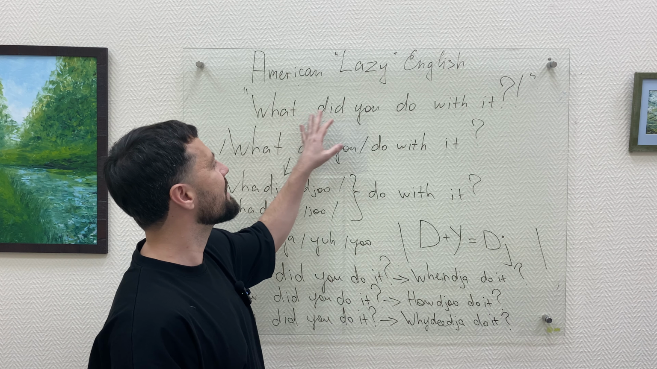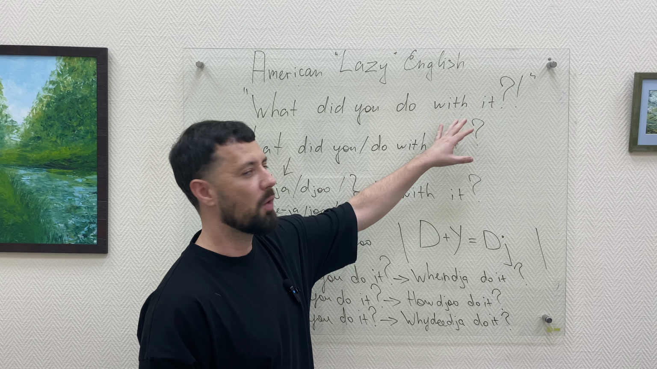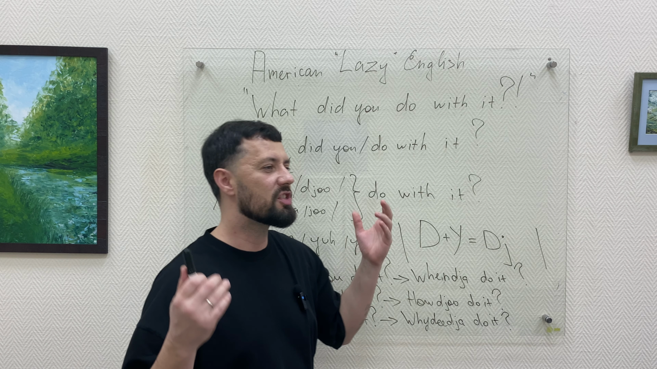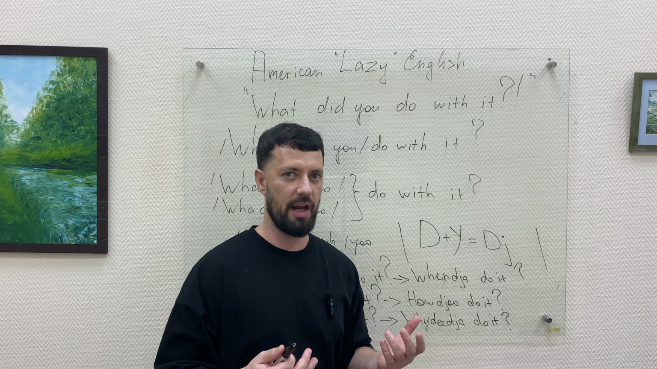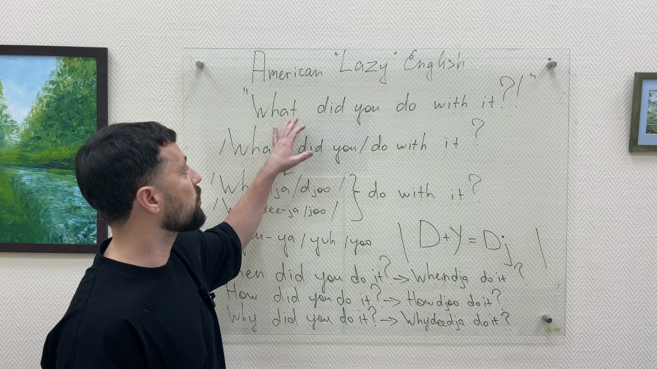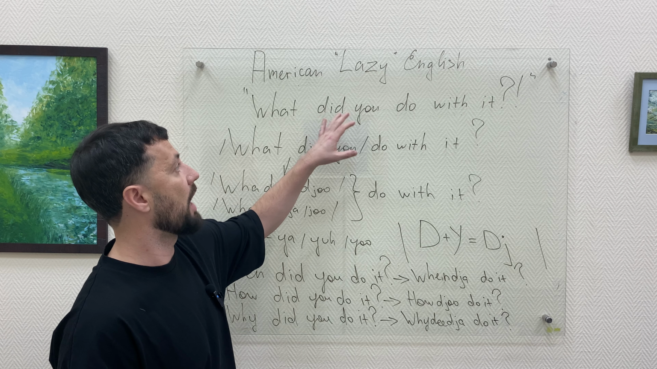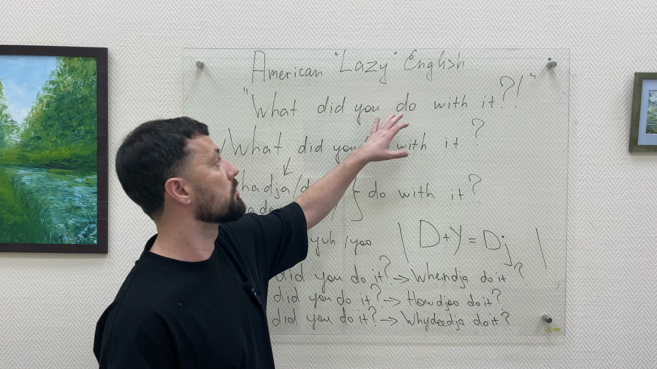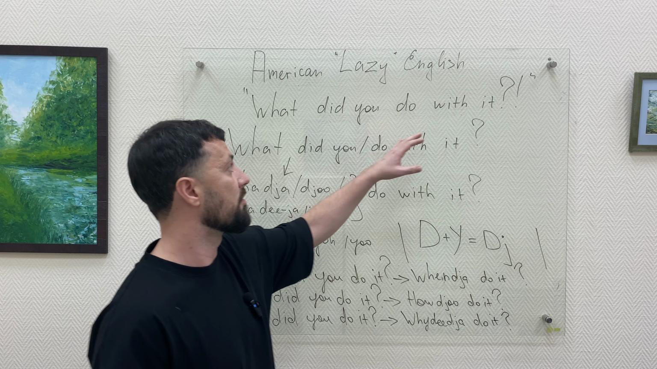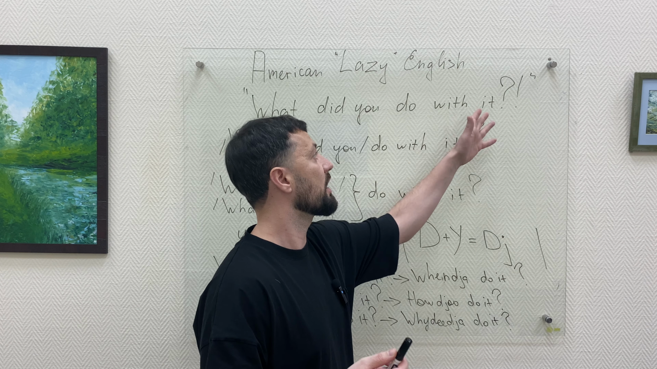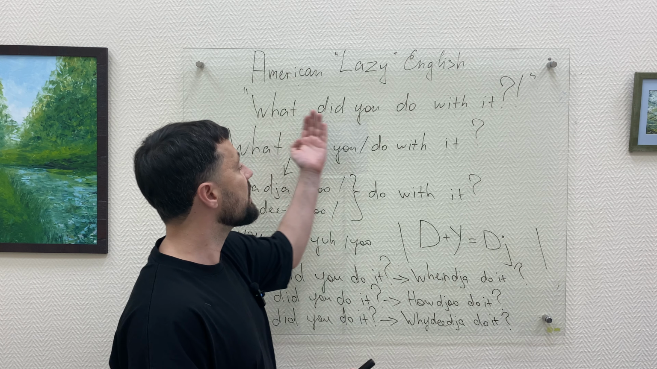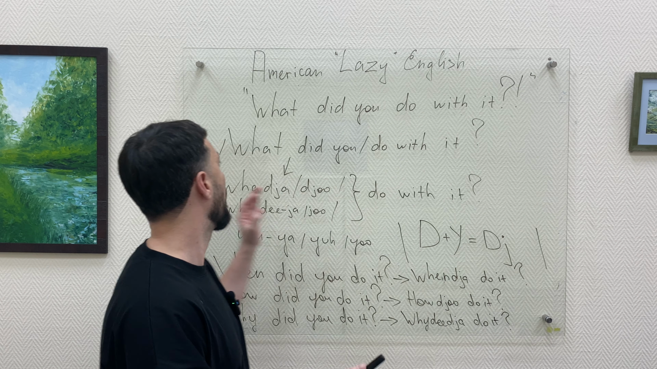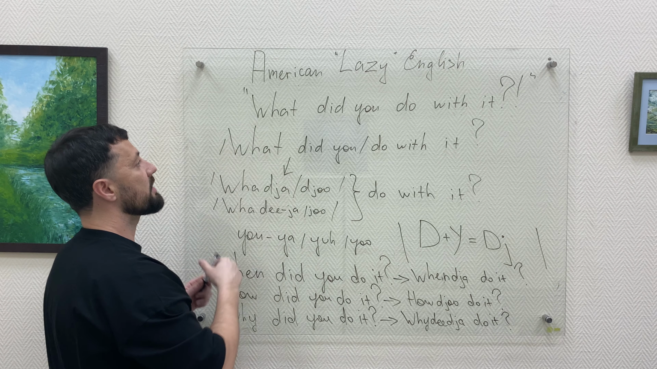So, what did you do with it? There are a certain number of options for how you can hear this phrase. We have a WH question and auxiliary verb, then the pronoun you, then do as the main verb, then the preposition with, and then it. So, what did you do with it? Now we need to chunk this.